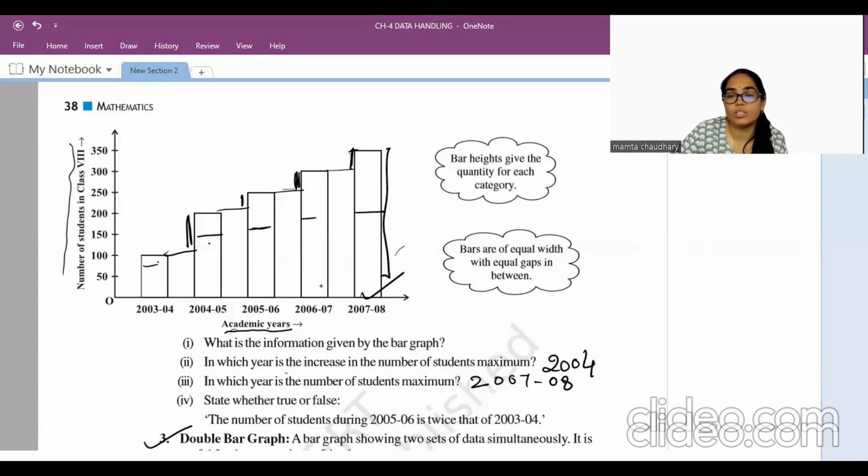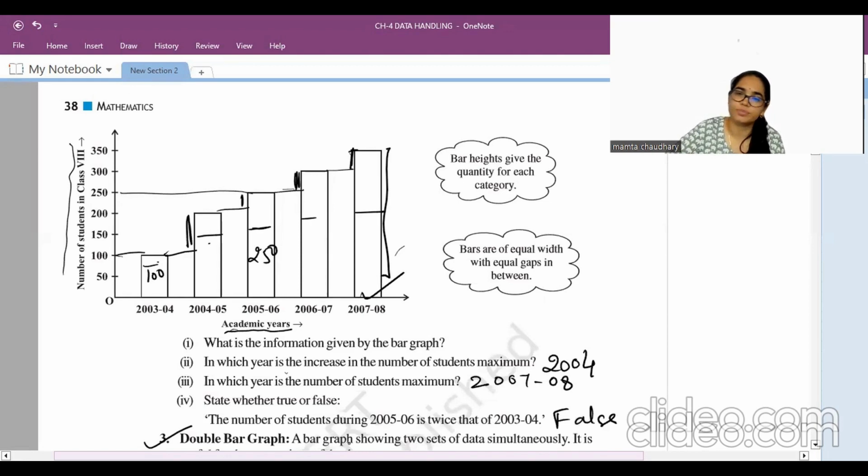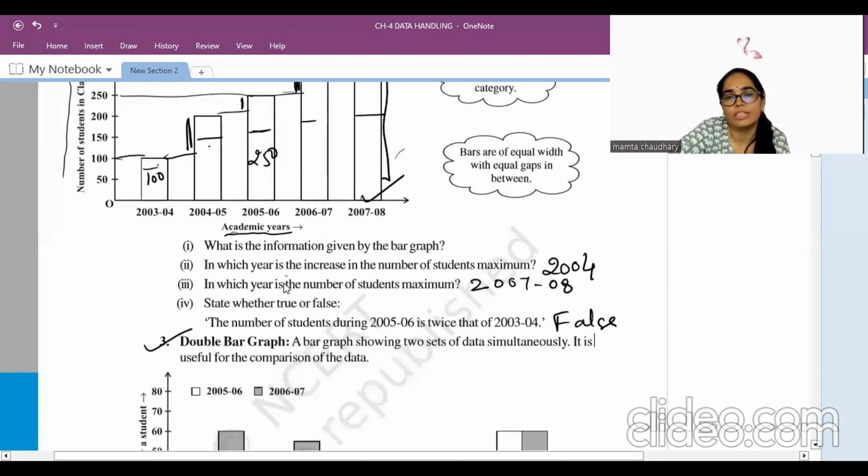Now state whether true or false. The number of students during 2005-6 is twice that of 2003-4. In 2003-4 there are 100. Now 2005-6, there are 250. Is it double? No, it's not twice. It's more than that. This statement is false, right? So like that, we interpret the graph.